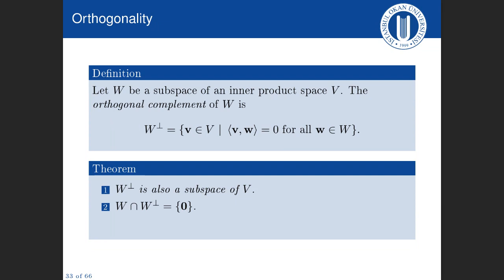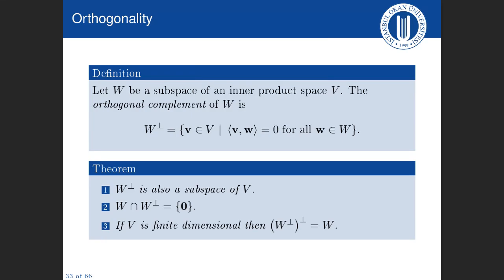Let W be a subspace of an inner product space V. The orthogonal complement of W, which we write as W perp, is all of the vectors v in V which are orthogonal to every vector w in W. Now, the orthogonal complement of W is also a subspace of V, and the intersection between W and its orthogonal complement is the set only containing the 0 vector.